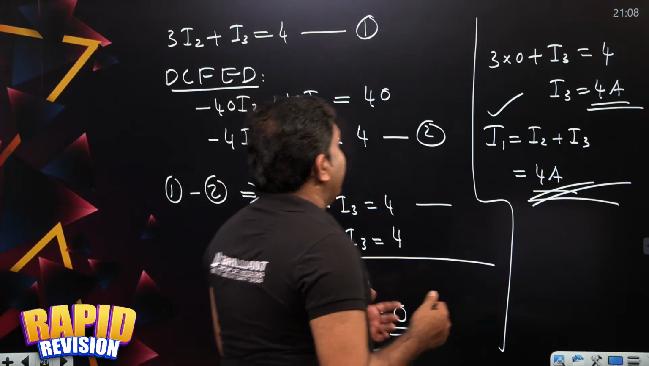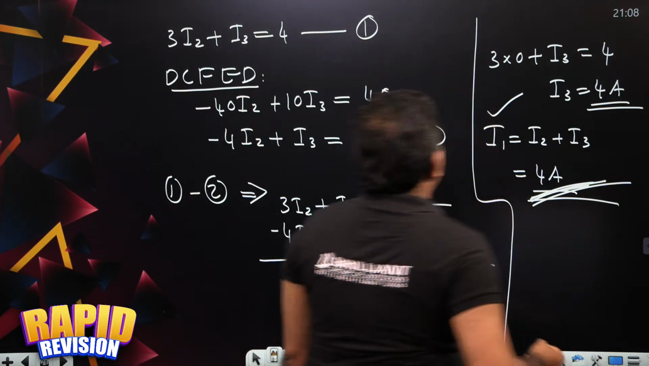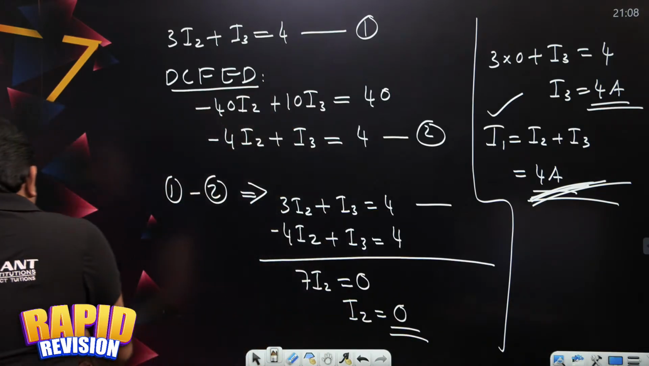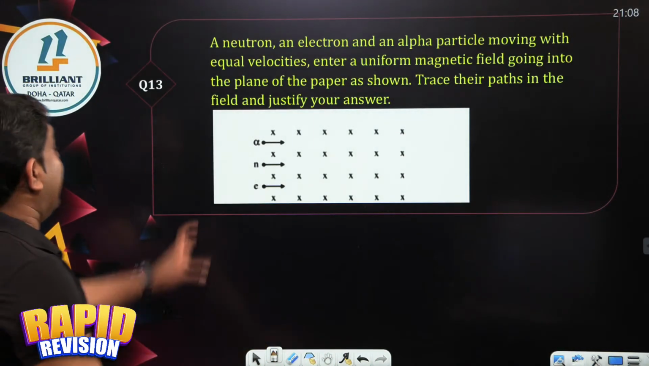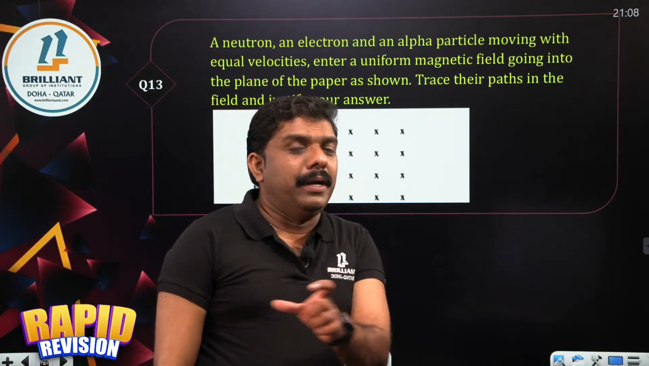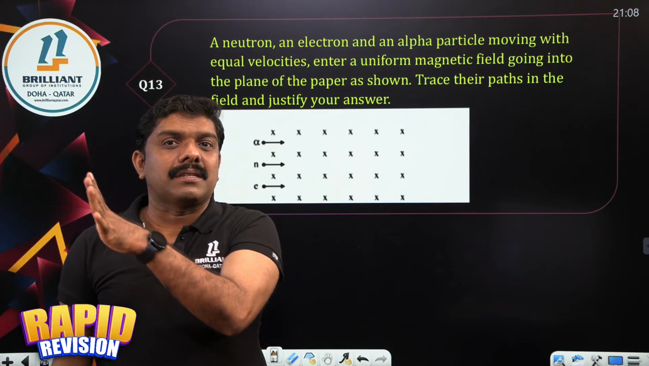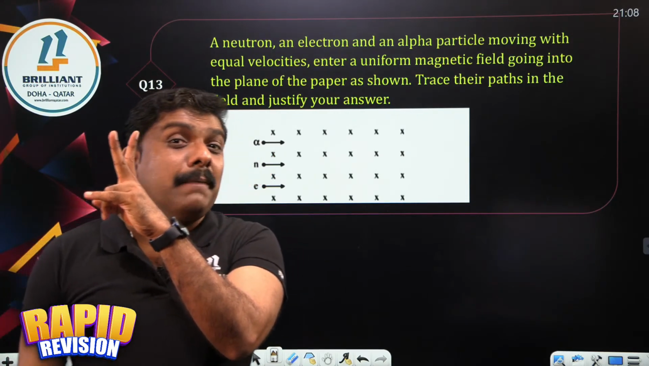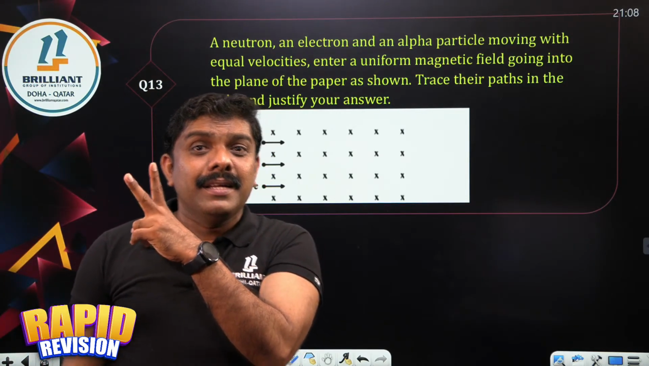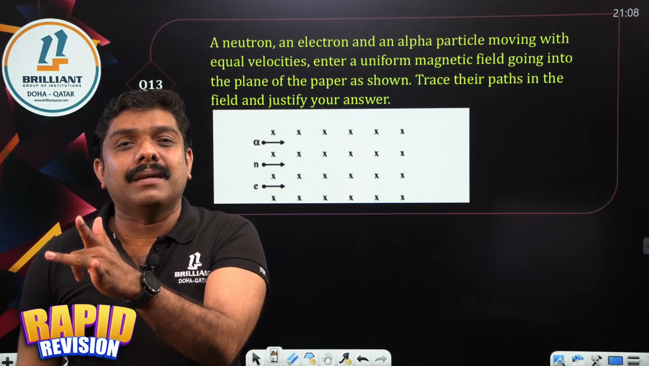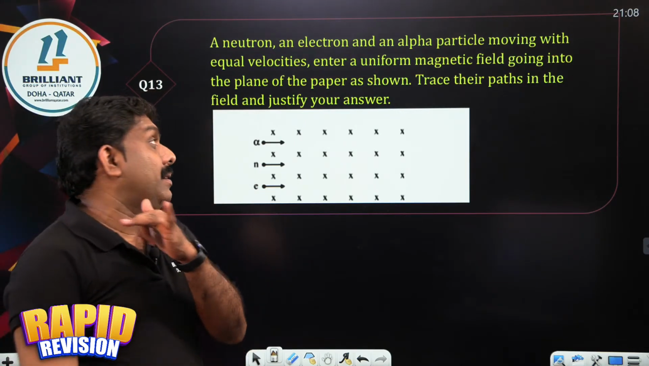So the right answer here is I1 equal to 4 ampere. Now we are explaining the next one, question 13. This is the last spell of our discussions. We have 2 more important chapters remaining: moving charges and magnetism, and matter.